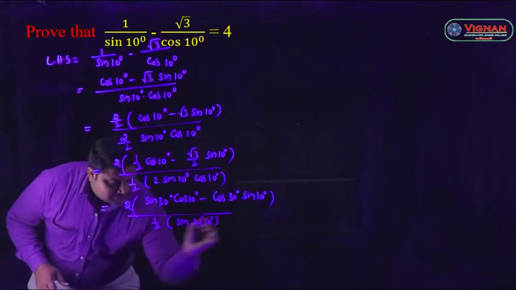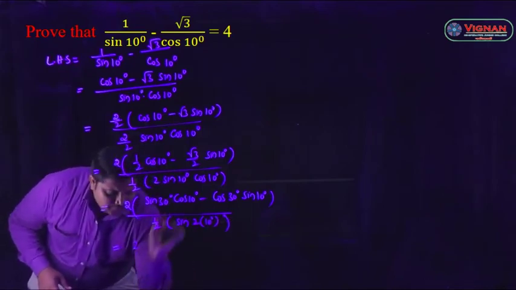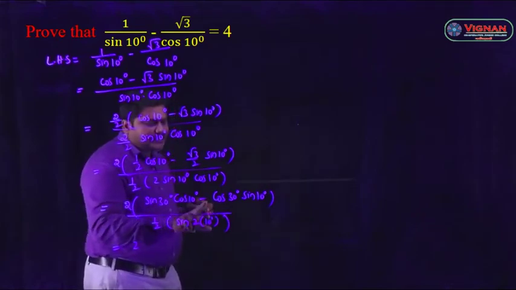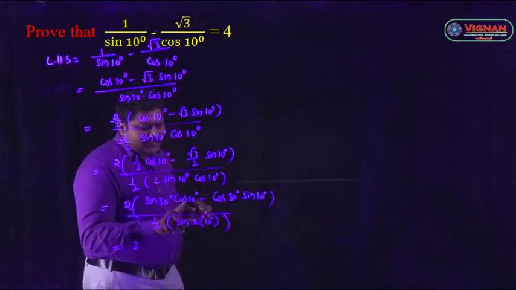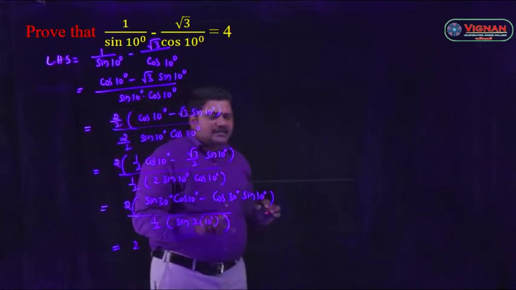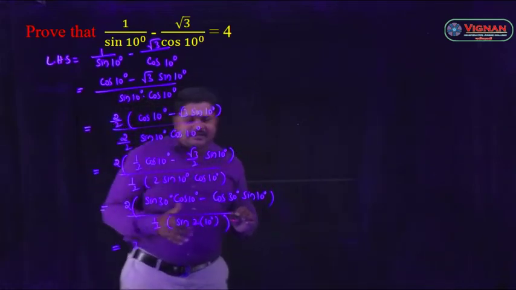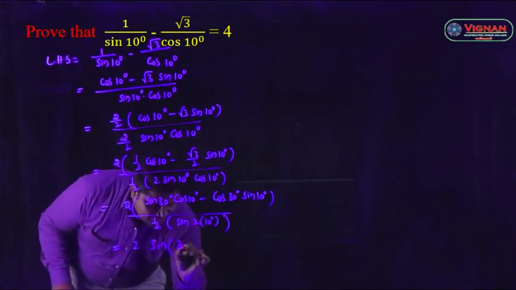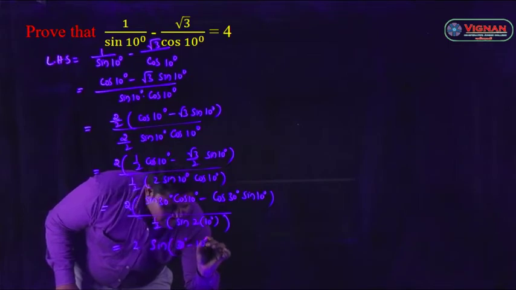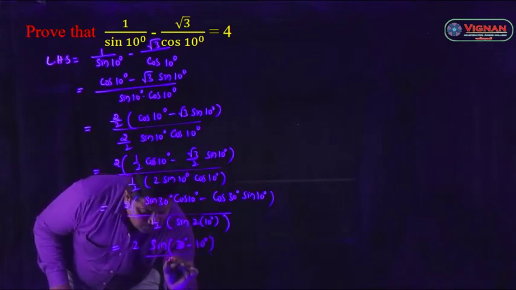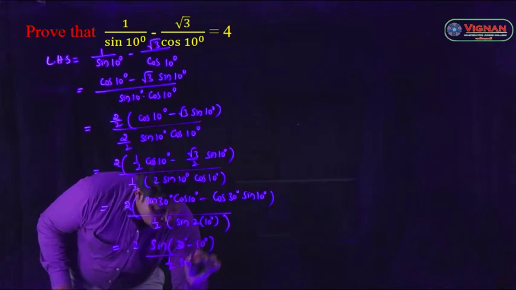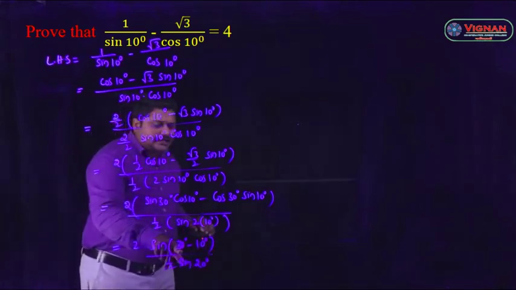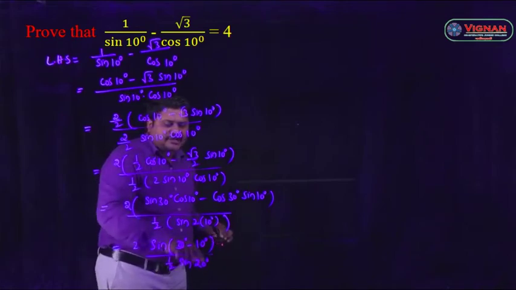Next step: a formula occurs in the numerator, sin A cos B minus cos A sin B, which is equal to sin of A minus B. So 2 into sin of A minus B, where A is 30 degree and B is 10 degree. The denominator is 1 by 2 into sin 2 into 10 degree, that is sin 20 degree. Here also 30 degree minus 10 degree gives sin 20 degree.